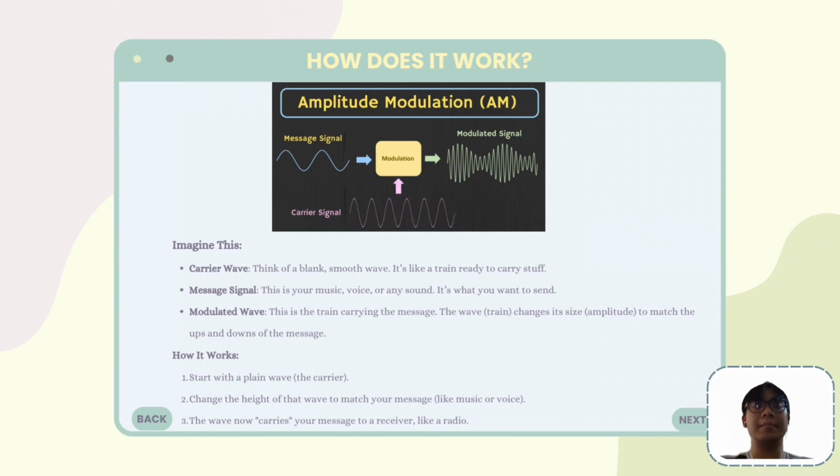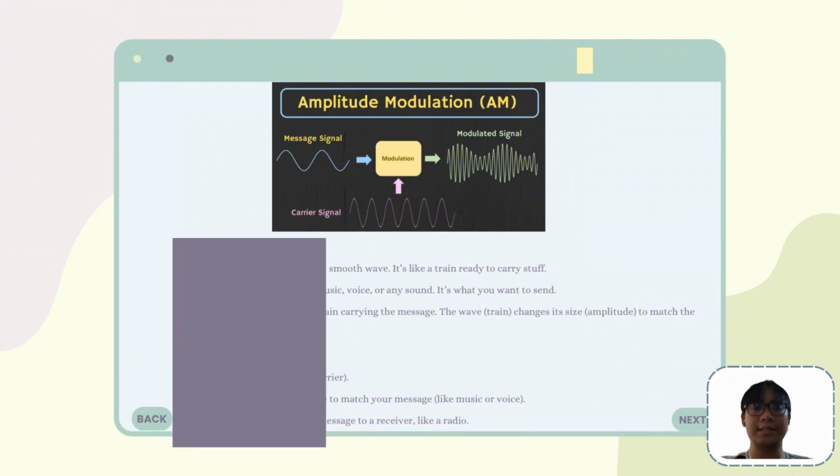So why use AM? Amplitude modulation was one of the first ways to broadcast audio over radio waves. It's still used in AM radio stations, airplane communication and even old school walkie-talkies. So the next time you tune into an AM radio station, remember, you're listening to waves that have been shaped to carry messages across great distances.